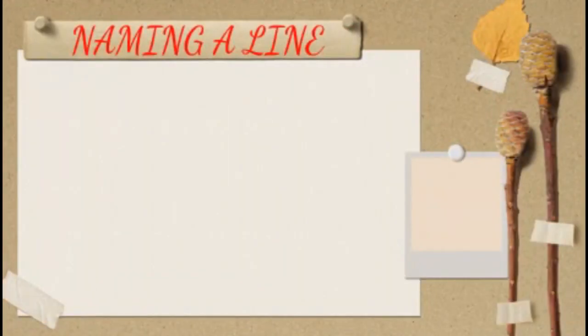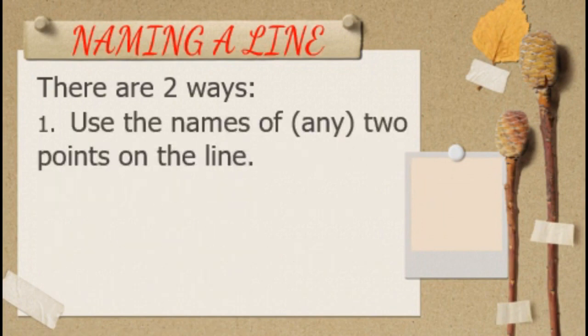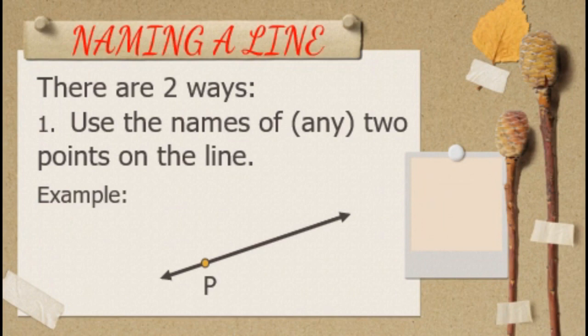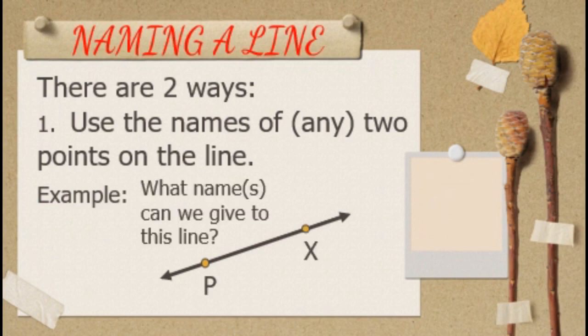Now let's proceed to naming a line. We have two ways. So use the names of any 2 points on the line. Example, I have here point P and point X. So what names can we give to this line? Okay, we have line PX or line XP.